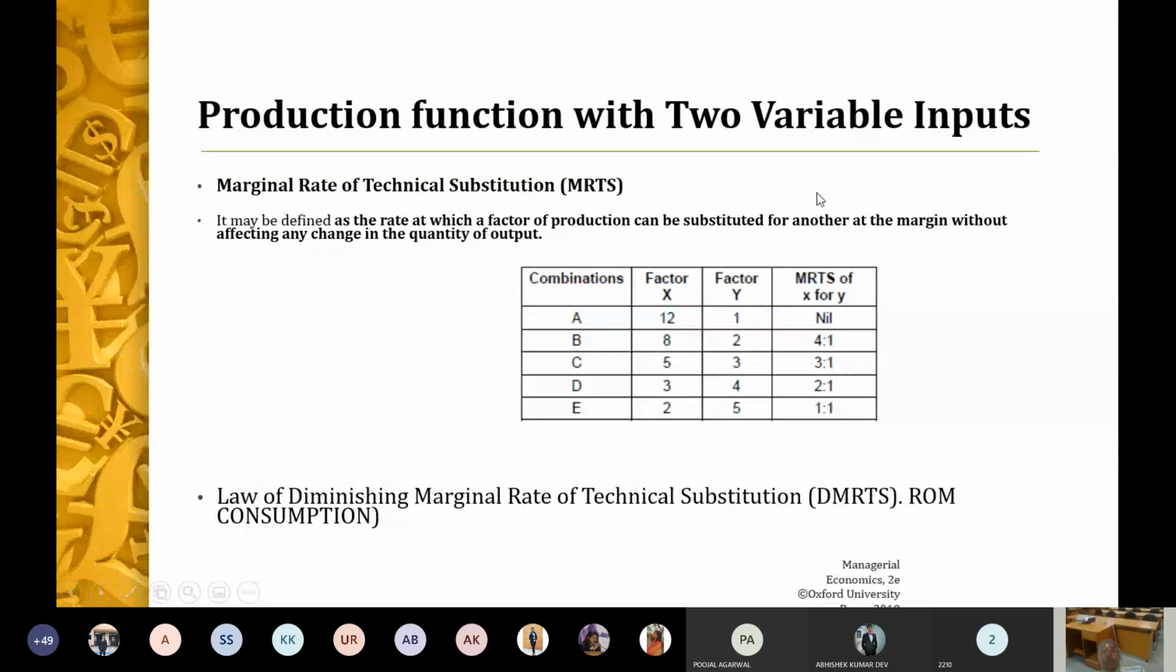Okay, so is this table clear? Marginal rate of technical substitution, which gives you the ratio of how one factor is being substituted by the other factor.